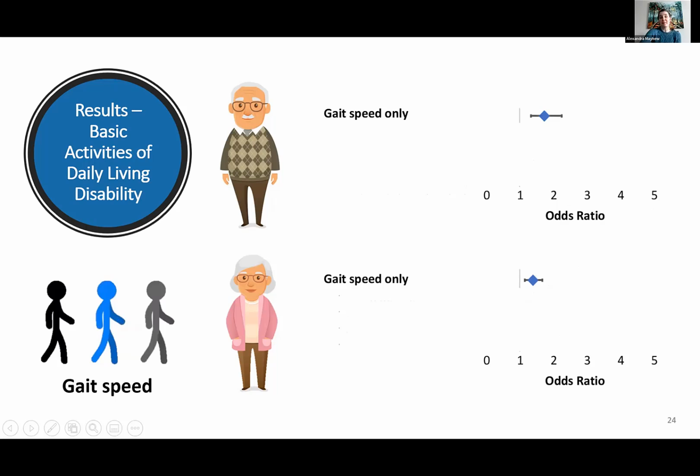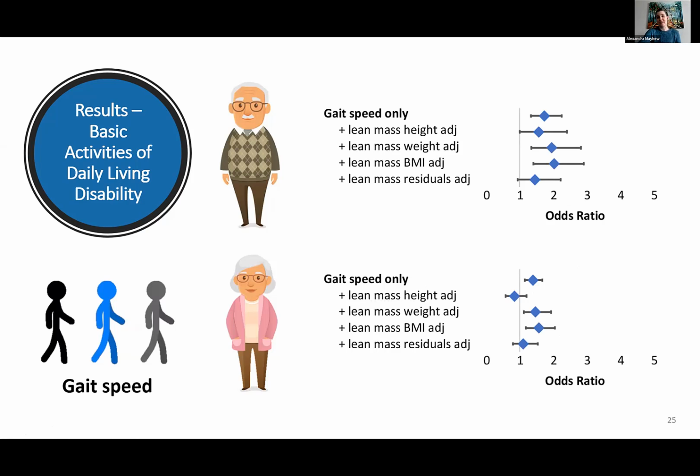And we found very similar results looking at gait speed. Gait speed on its own was significantly associated with disability. And the point estimates were not significantly different once lean mass was adjusted.